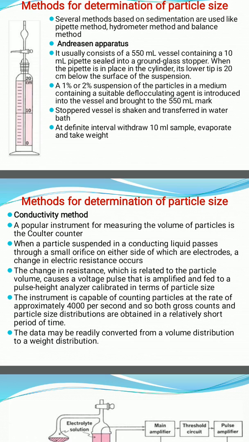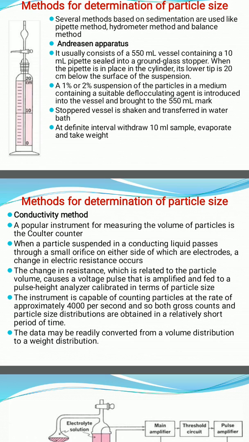Now, when the pipette is placed in the cylinder, the lower end of the pipette should be at least 20 centimeter below the surface of the suspension. You can see in the diagram, the 20 centimeter mark is present, and the lower end of the pipette is below 20 centimeter in the suspension. So that is one of the requirements.